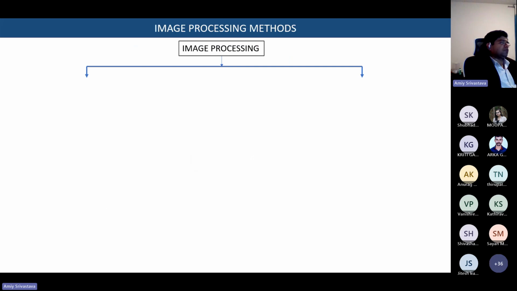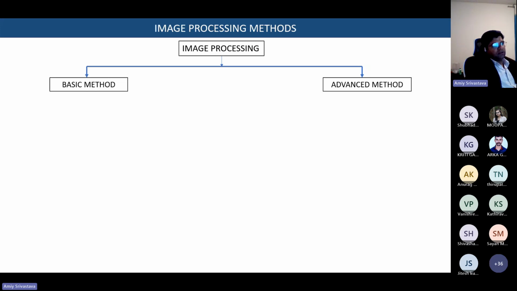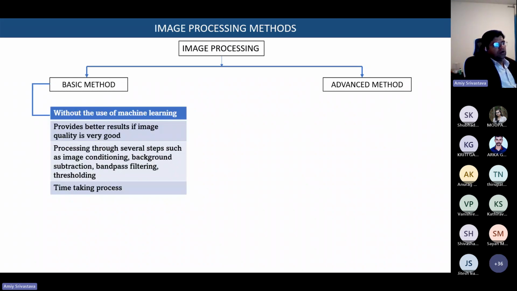Now we talk about image processing. We have talked about where we use image processing, and we have talked about the imaging thing. We will talk a little bit more about imaging to give you a deeper idea. But let's talk about image processing first. There are two methods of image processing. One is the basic method, the second is the advanced method. I call it that way because I found it that way. The basic method is one where you don't need to use machine learning, but that depends on one limitation.